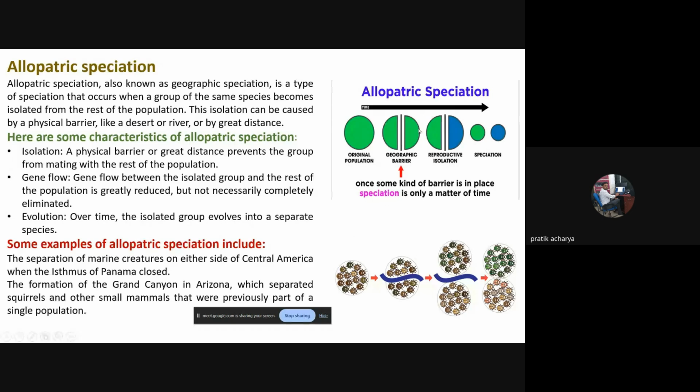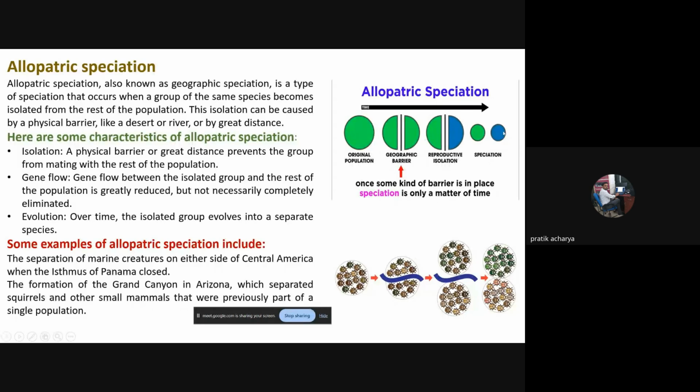First of all, come to allopatric speciation. Allopatric is known as geographic speciation. Allopatric means geographic speciation, geographically separated species. This is a type of speciation that occurs when a group of the same species becomes isolated from the rest of the population. And this isolation can be caused by a physical barrier like a desert, river, or by great distance.